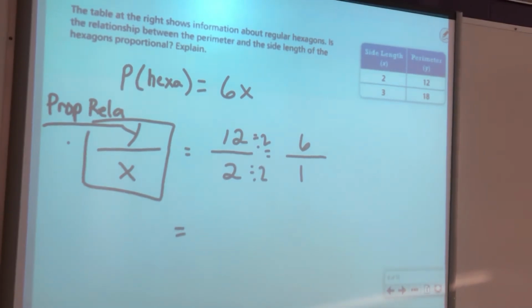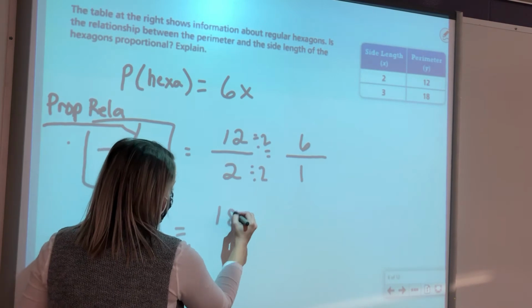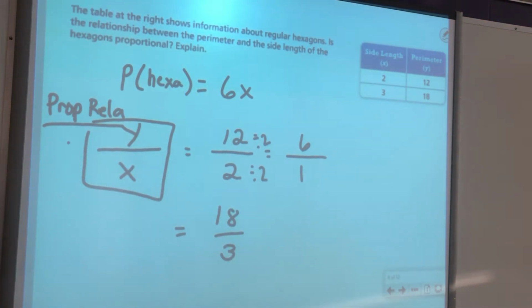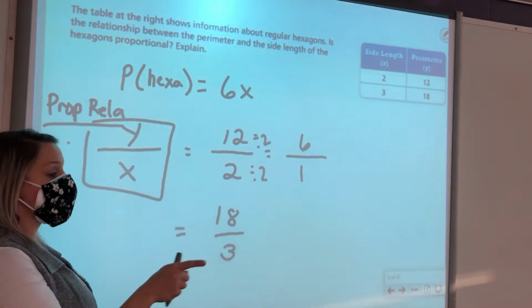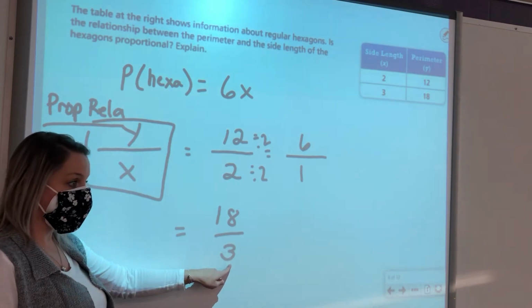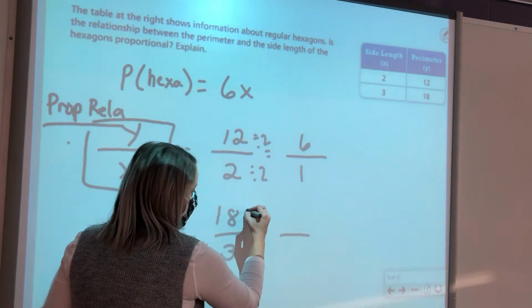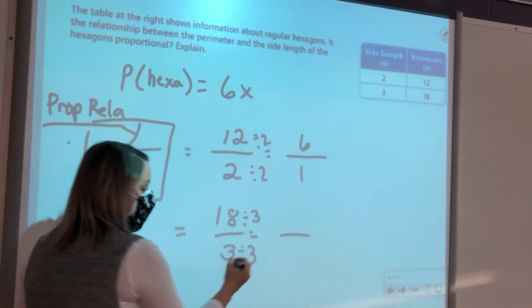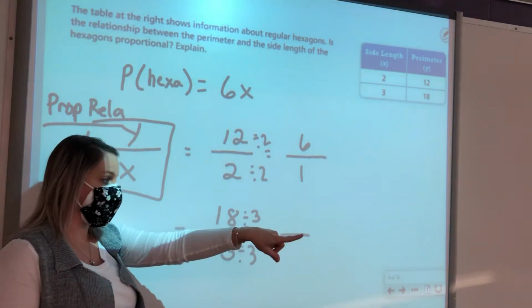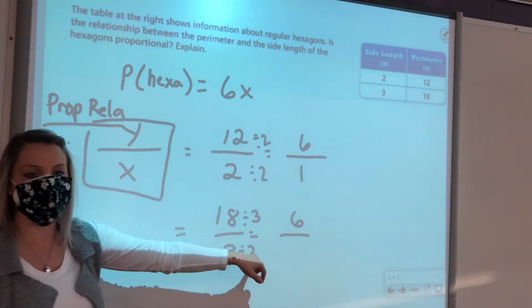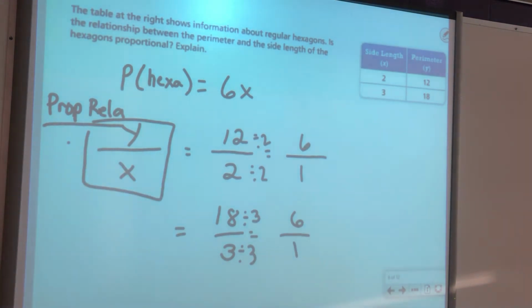What is our ratio? 18 over 3, because we do y over x. What do 18 and 3 have in common? They're both divisible by 3. 6 is like the missing factor, because 18 divided by 6 would give you 3. Their common factor though is 3. So I divide both by 3. 18 divided by 3 is 6, and 3 divided by 3 is 1. So they are proportional. Is this relationship proportional? Yes.